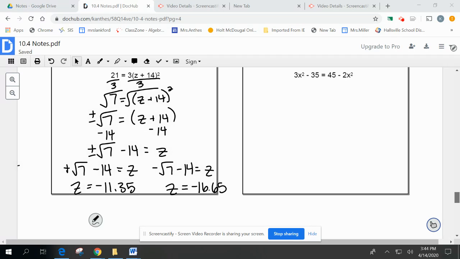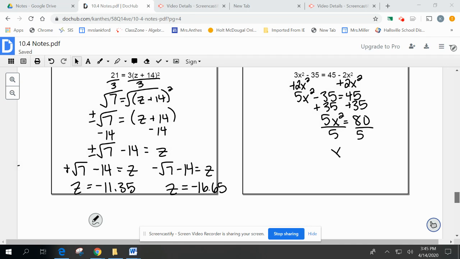Okay, the next one looks a little bit different. So what you want to try to do, your goal is to get the x squareds on one side and then the numbers on the other side. So what I'm going to start out doing is adding 2x squared. So that's going to give me 5x squared minus 35 equals 45. And then I want to get this 35 over to the other side. So I would have 5x squared equals 80. And then I would divide by 5, and I would get x squared equals 16, square root, x equals plus or minus 4.